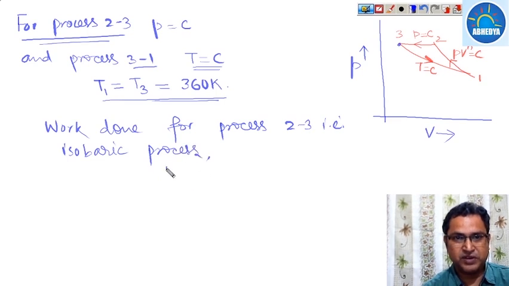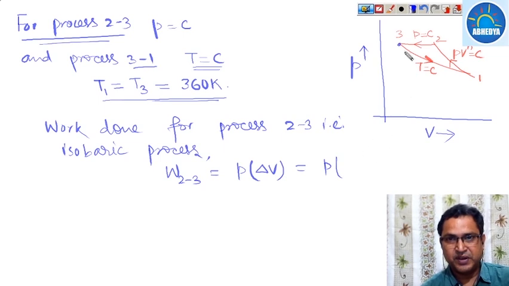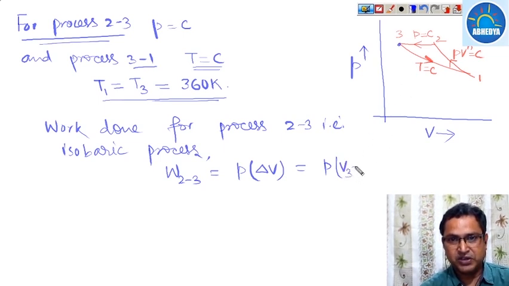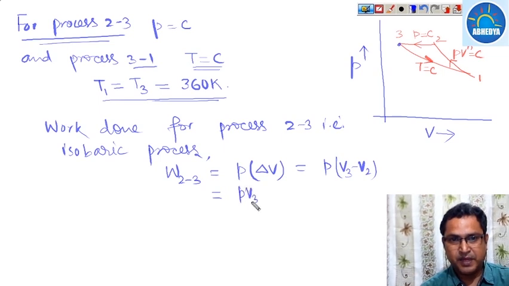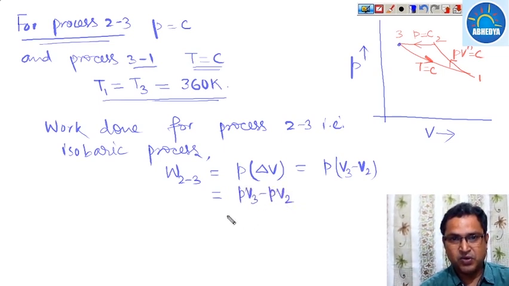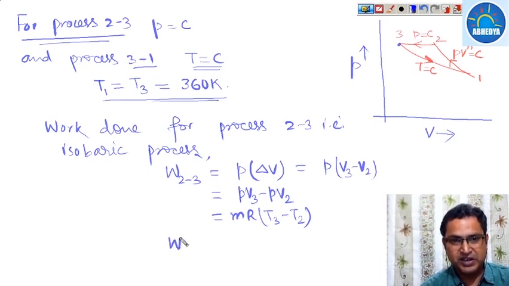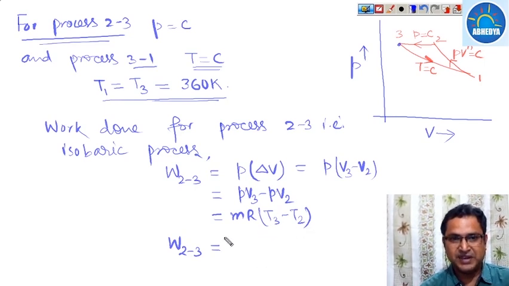So how much is the work done for 2 to 3? This is nothing but P delta V, so this is equal to P of delta V, which is V3 minus V2. So we can write it as PV3 minus PV2, or this is mR (T3 minus T2). Mass I have taken as 1. Initially I am calculating it for 1 kg of mass, and finally we will put the value of mass.